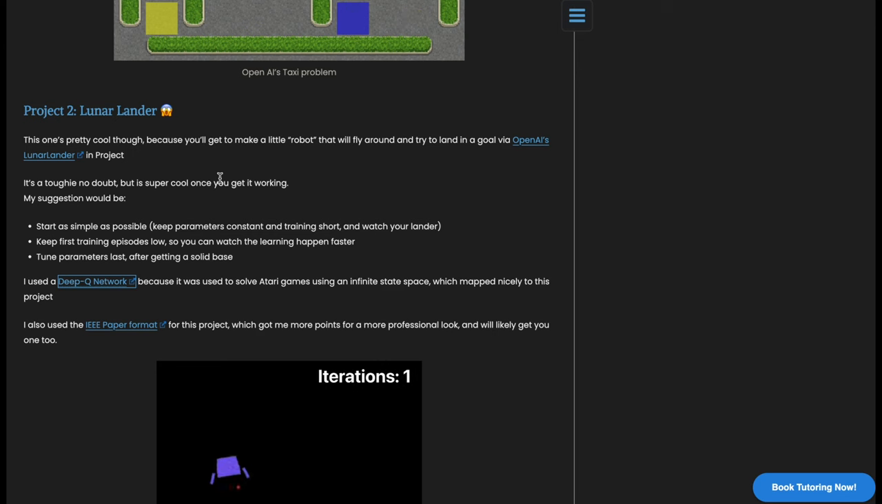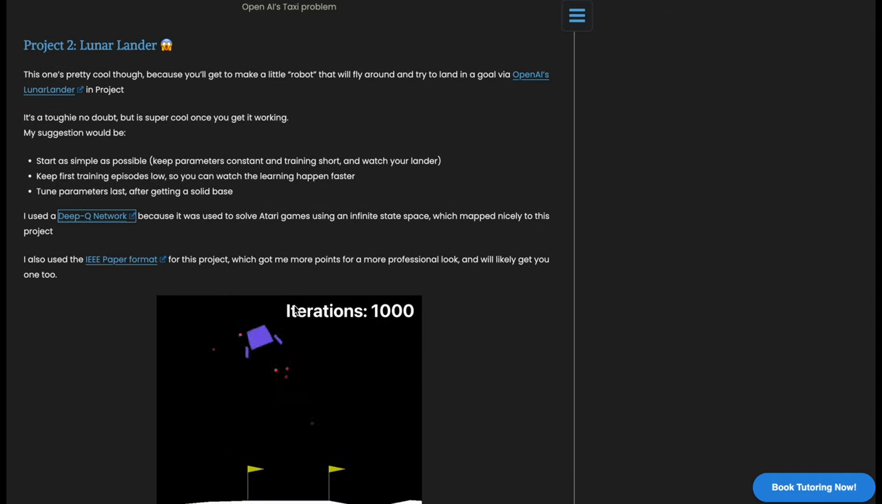I would suggest starting as simple as possible. Don't dive into all the different parameters yet. Just try to keep it simple at first. Watch your model learn, change small things one by one, and see what helps it learn the most. Then once you have a solid base, you can start fine tuning the parameters that go into the model. Yeah, this one took a long time, honestly. It is cool though. At the end, you can get a little robot to fly around.